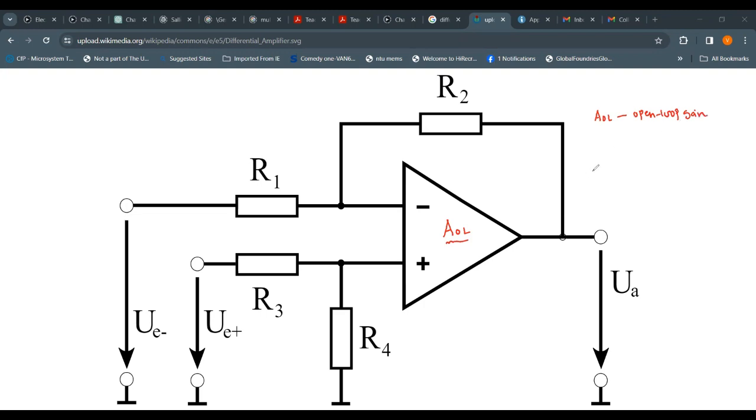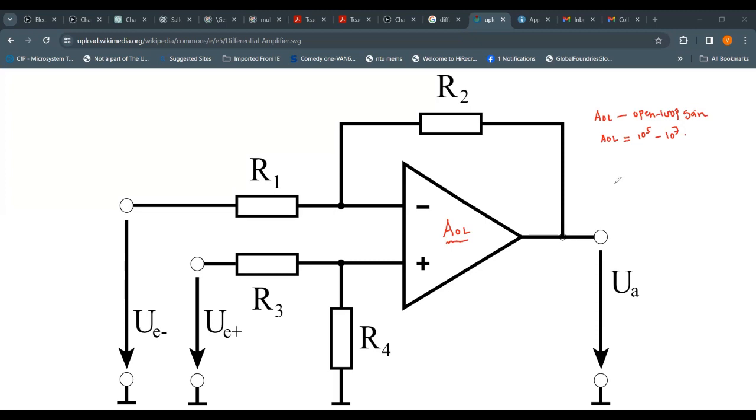For a practical amplifier from the manufacturers, the range of this AOL is approximately 10 to the power 5 to 10 to the power 7. So it's huge. Now let's analyze how having a very high open loop gain helps us to improve the performance of the circuit when we have a closed loop around the circuit.